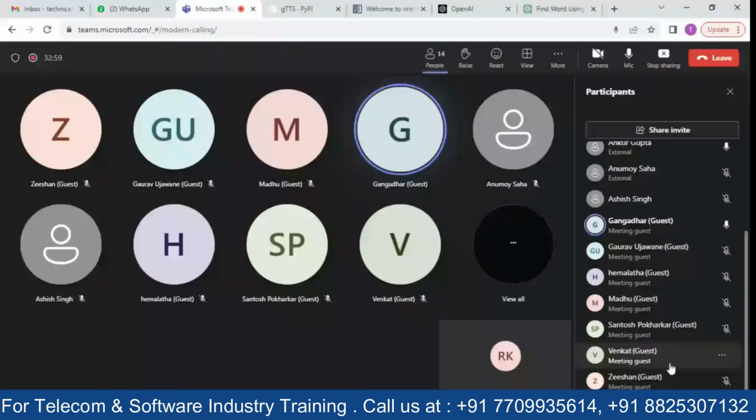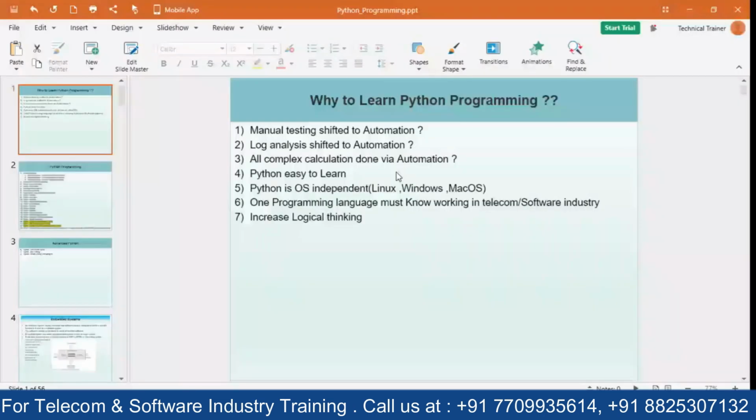Perfect. Okay. Just a quick brief around why we want to learn Python. Let's go one by one. I told you nowadays most manual testing has shifted to automation. Even in my company, I automated all the test cases for 5G Release 16 and 15 into automated mode. Almost 90% of test cases run in automated mode using Python. So yes, manual testing has shifted to automation.